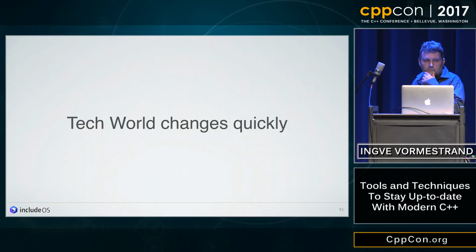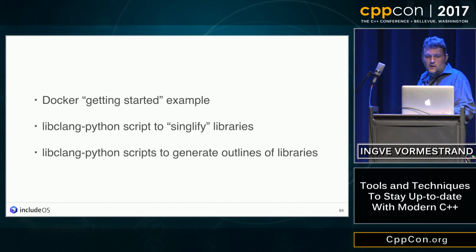Okay, the technology world changes really, really quickly. I submitted the proposal for this talk in June, and in it I mentioned some things I was working on in the spring. We were working on a getting started example for Docker, a libclang Python script to take a library and create a single header file version of the same library, and a libclang Python script to generate outlines of libraries.